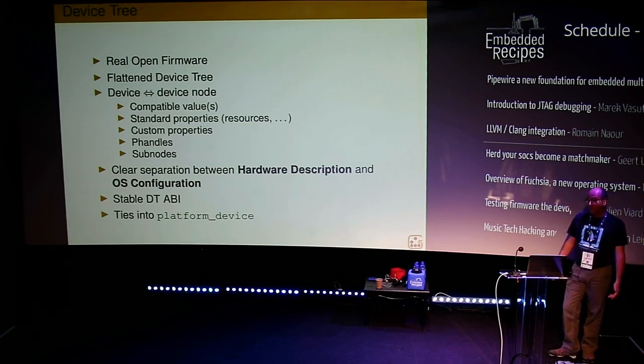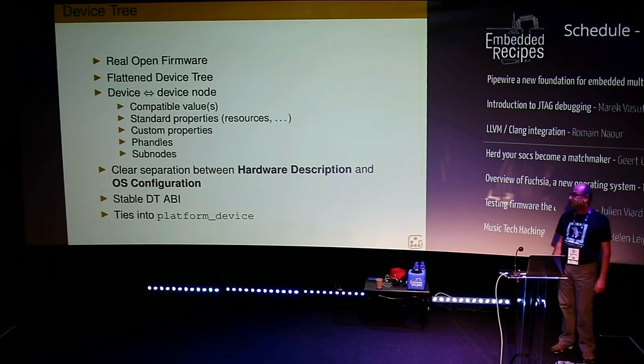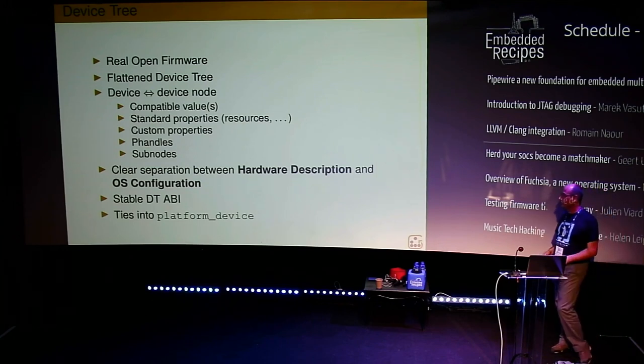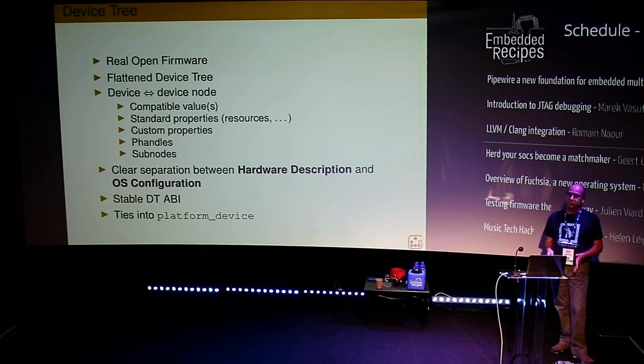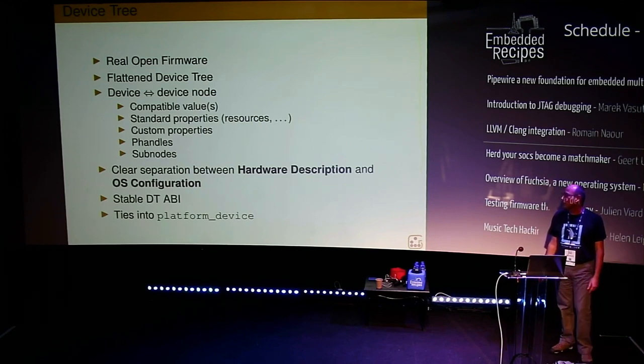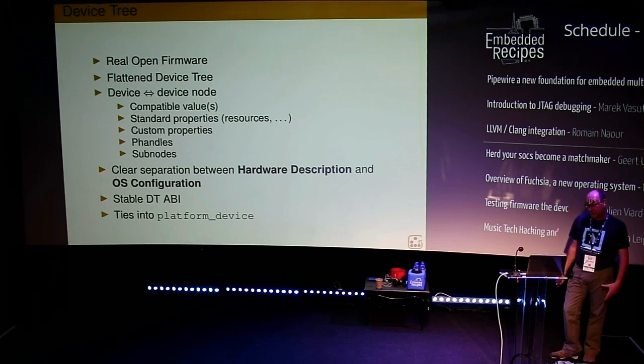A device can also have subnodes. For example, if you have a SPI controller, there can be multiple SPI slaves on the bus, then you have subnodes for each of them. And the most important part is that the device tree provided a clear separation between the hardware description and the OS configuration. So the device tree has the hardware description, and then the OS can just receive the hardware description and based on that launch all the drivers and instantiate the devices in the OS.